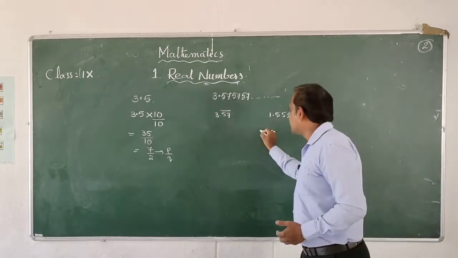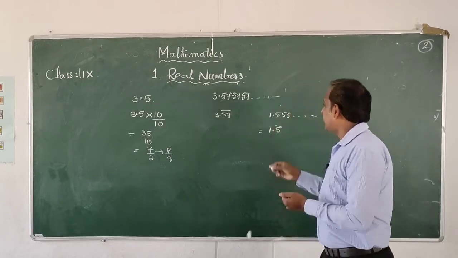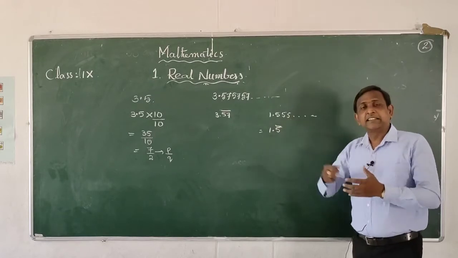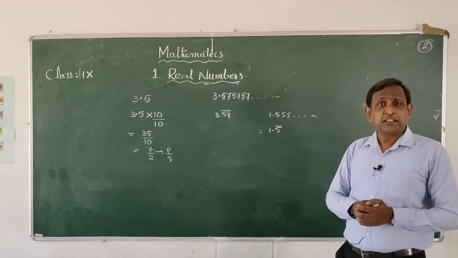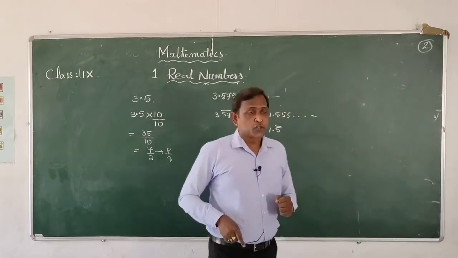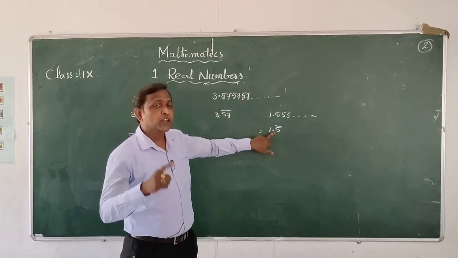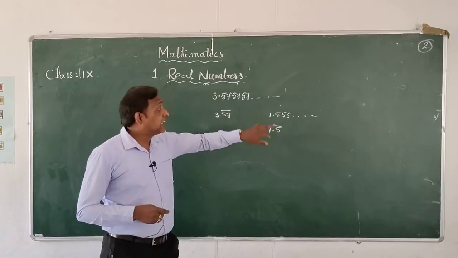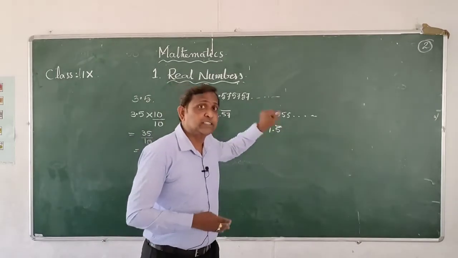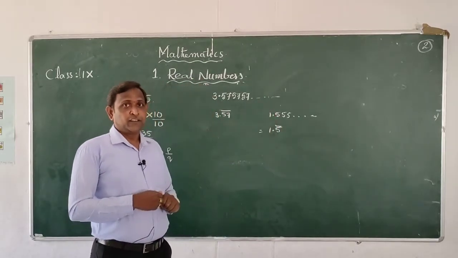By using the bar notation. That can be written here as 1.5 under the bar. So how many digits are there under the bar notation? Only one digit. What is the digit? 5. So only one digit is continuously repeating. So periodicity is 1, and the period, the number under the bar notation, is 5. So period is 5, periodicity is 1.